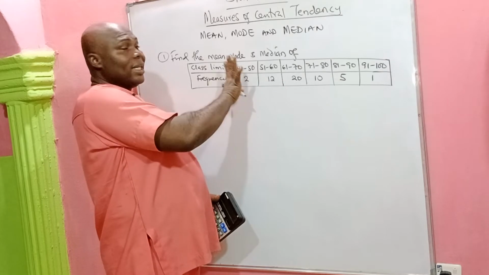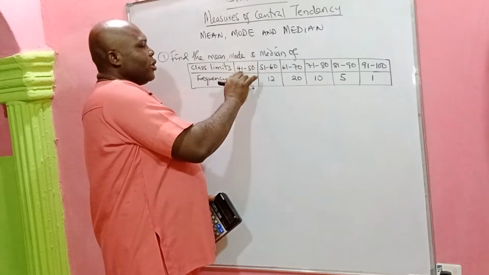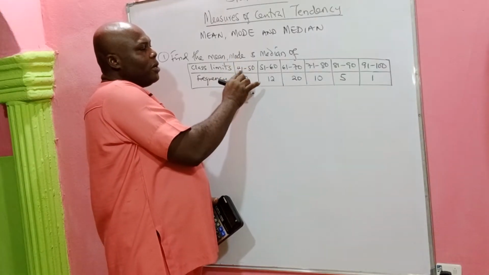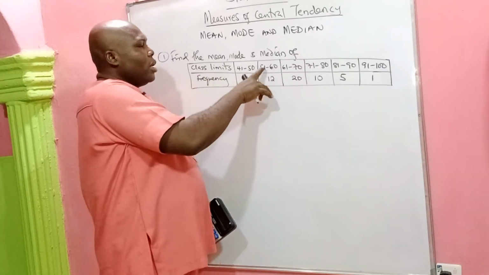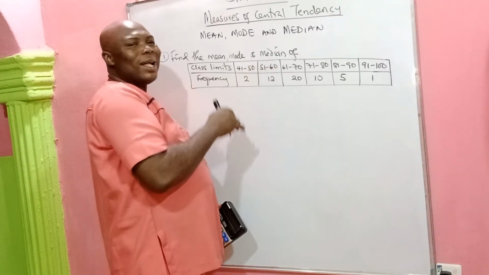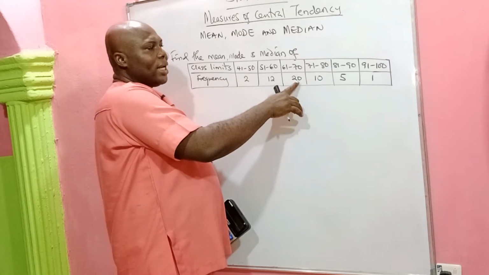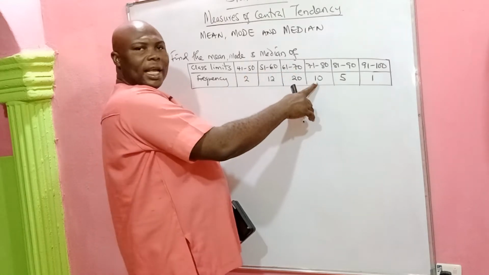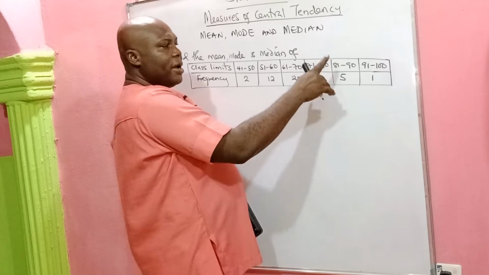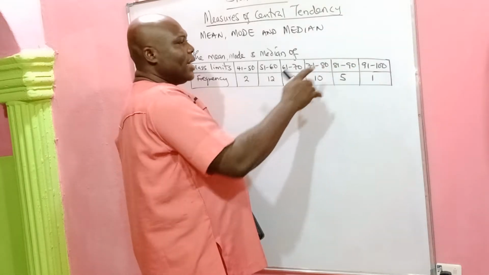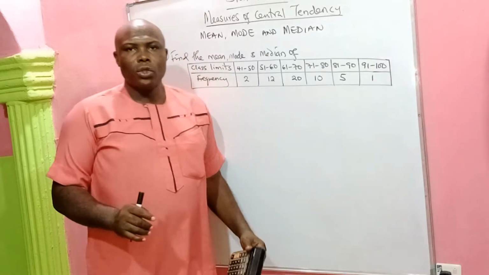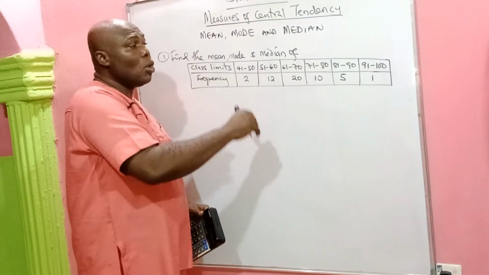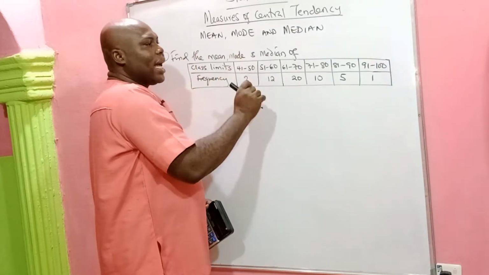You see that in this particular test, two students scored between 41 to 50. So we don't know exactly what the two students scored. Now 12 students scored 51 to 60, and then 20 students scored 61 to 70, 10 students scored 71 to 80, 5 students scored 81 to 90, and then 1 student scored between 91 to 100. So there is loss in precision because you won't know what exactly each student in that class scored.